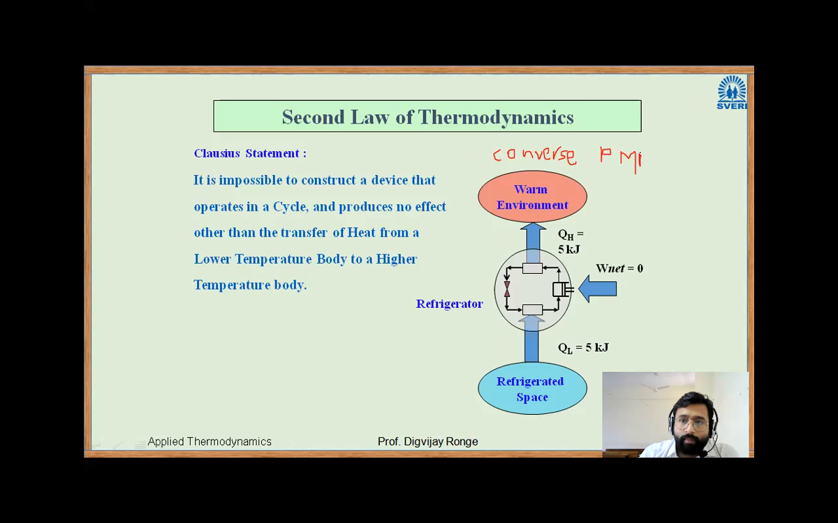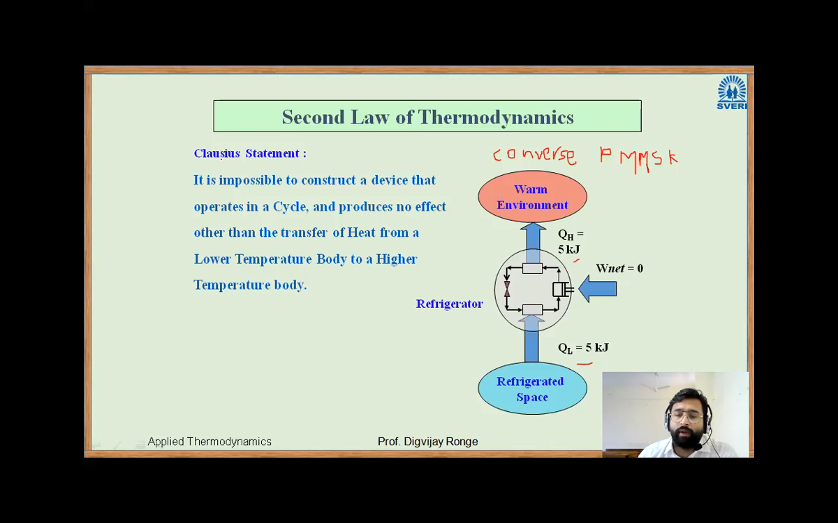PMM, perpetual motion machine of second kind. So what is the converse of PMM-SK? It is a refrigerator which will absorb heat from the sink and supply the heat to the source without any heat or work input, or without any input. It will transfer heat from a lower temperature reservoir to a higher temperature reservoir. And the Clausius statement says it is not possible.